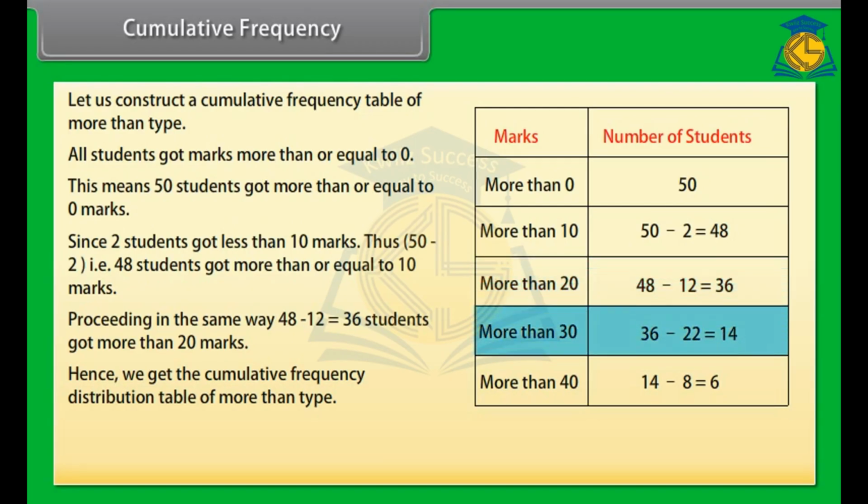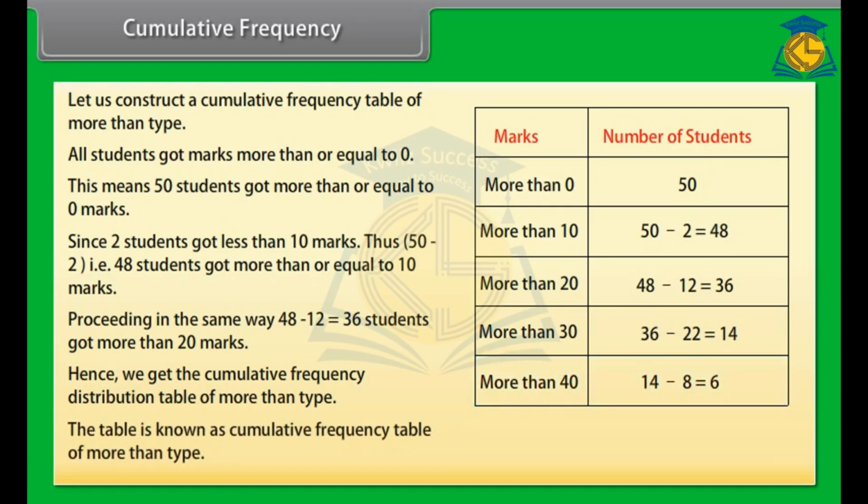For marks more than 30, number of students are 36 minus 22, which equals 14. For marks more than 40, number of students are 14 minus 8, which equals 6. The above table is known as cumulative frequency table of more than type.